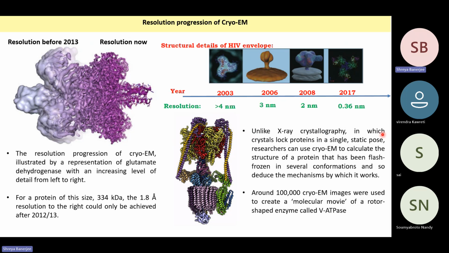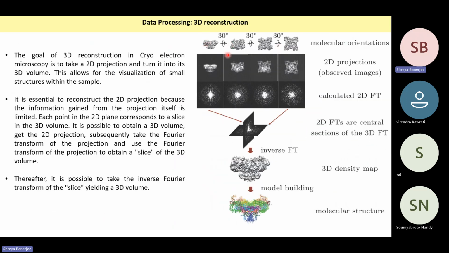And unlike X-ray crystallography, which locks the crystal protein into a single static pose, researchers can use cryo-electron microscopy to calculate the structure of a protein that has been flash frozen in several conformations, and so deduce the mechanism by which it works. So what it means is that in X-ray crystallography, you can get only a single conformation of the protein. But when you have the protein solution and you do plunge freezing for cryo-electron microscopy, in that frozen sample, the protein will occupy many different orientations.